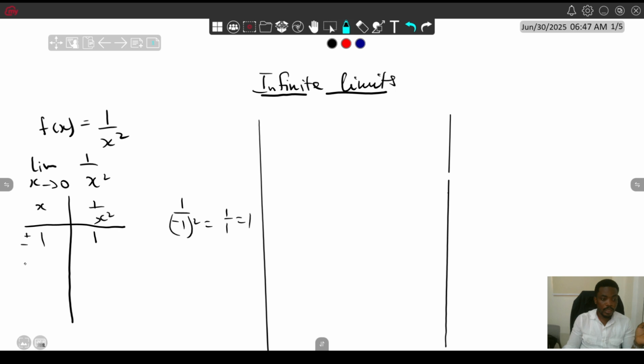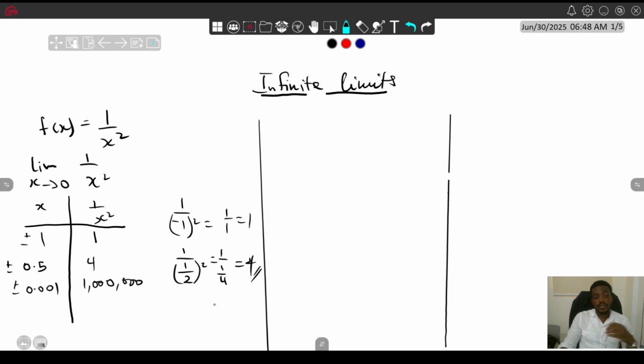So what if we put plus or minus 0.5? That means we are going to get 1 over 1 over 2 squared. You know 0.5 is the same as 1 over 2. So we get 1 over 1 over 4, which in turn gives us 4. What if we have plus or minus, say, 0.001? This will in turn give us a million. So as you can see, as the values of x approach 0, the values continue to increase.